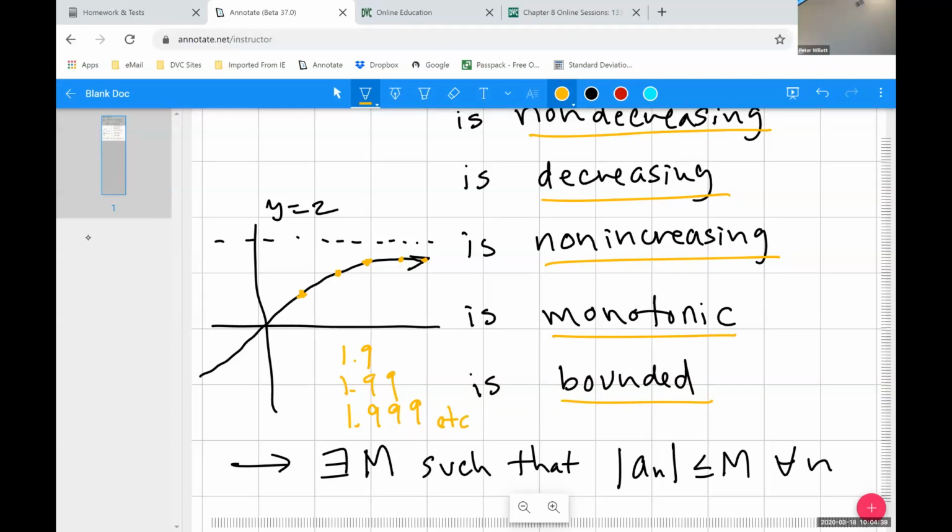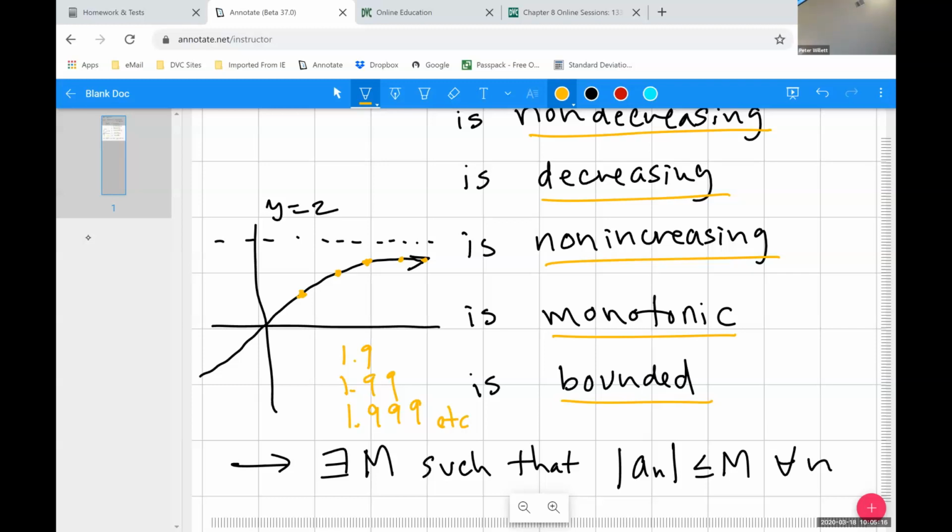So monotonic is a very weak statement. It just means that it's either non-increasing or non-decreasing. In this case, the sequence of 1.9, 1.99, 1.999 is non-decreasing. So that means it is monotonic. And then a stronger statement is to specify which of those two it is, non-decreasing. And then a stronger statement is to say that it's not only non-decreasing, it's actually increasing, meaning that each successive term is a higher value than the previous one instead of just not being lower.